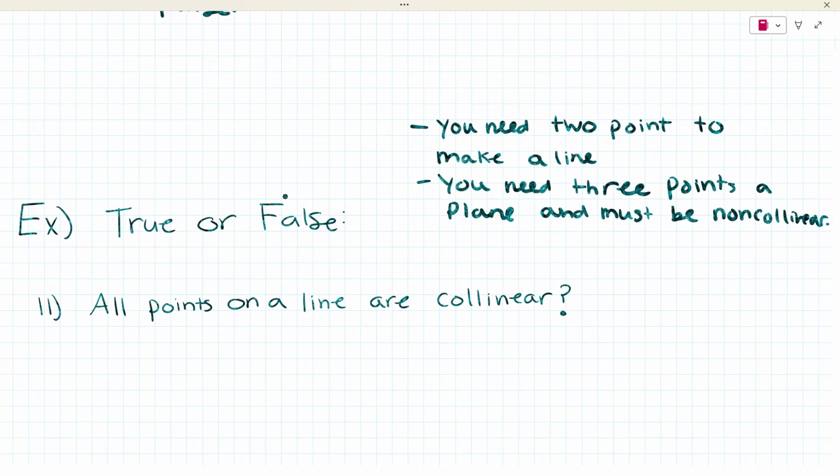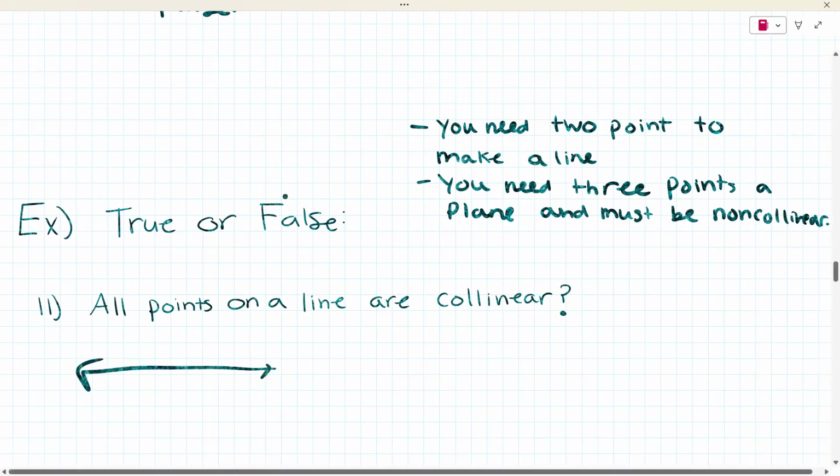Okay, so all points on a line are collinear. Yes, right? If you have a line, here's point A, here's point B, here's point C, or here's line AC. They all have to go through the same line. So yes, collinear means points going through the same line. So yes, true.